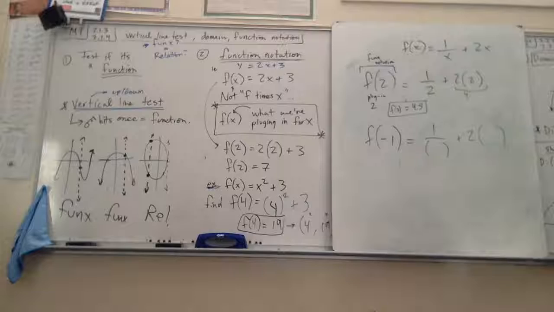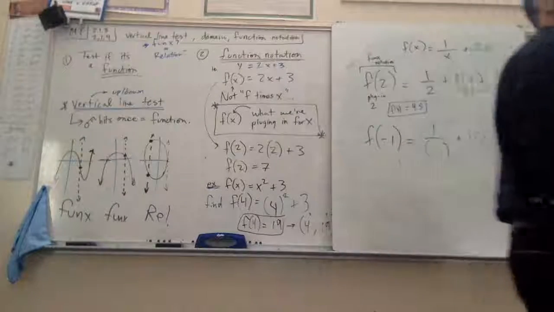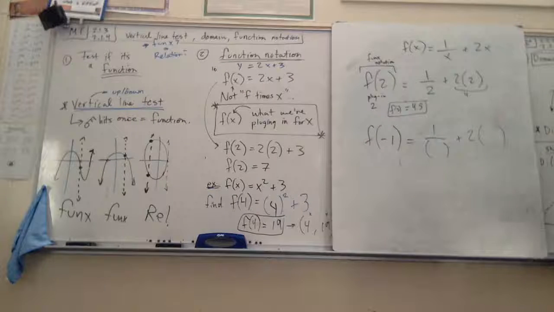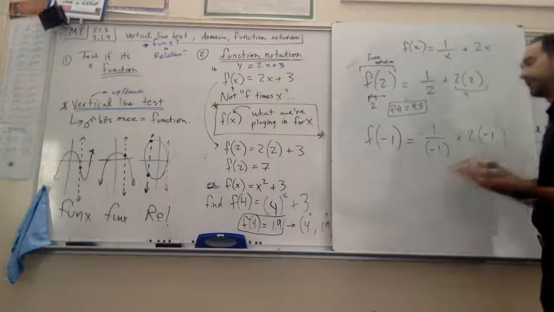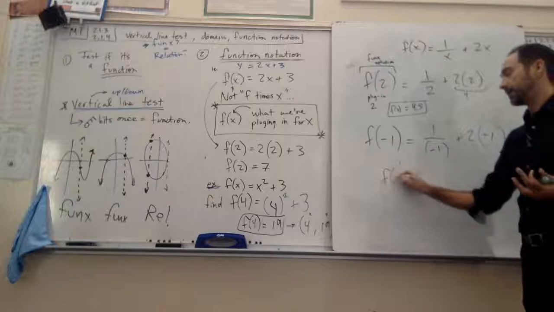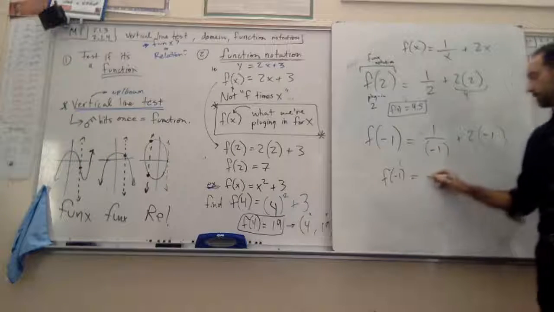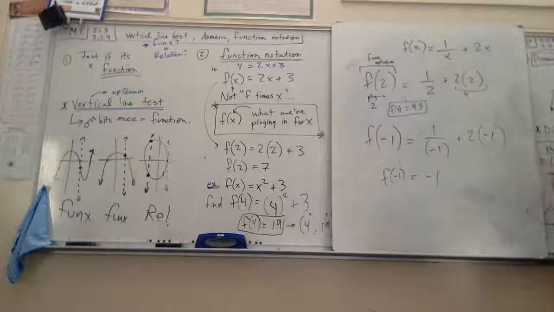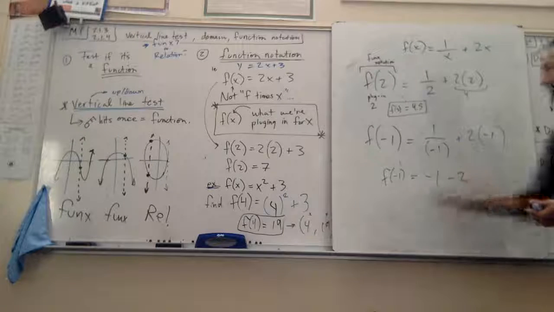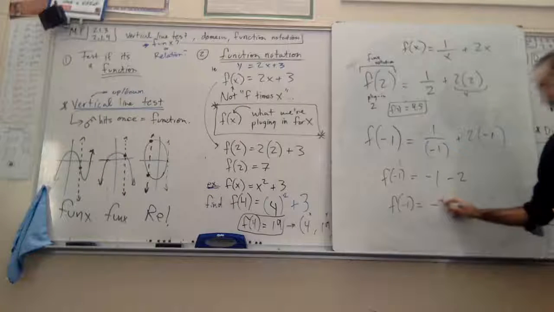So mental math. Nobody remembers mental math the next day. Got to give yourself a clue. Kaden, what am I putting in for my x values? -1. We see how this is working? F of -1 is equal to, what's 1 divided by -1? And then what's 2 positive times -1? -2. So we just figured out that f of -1 is equal to -3.